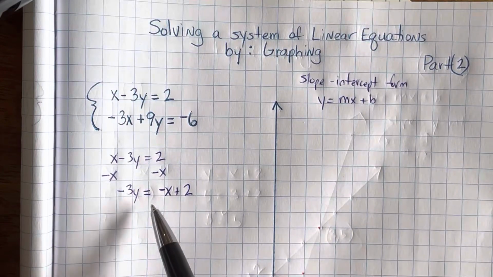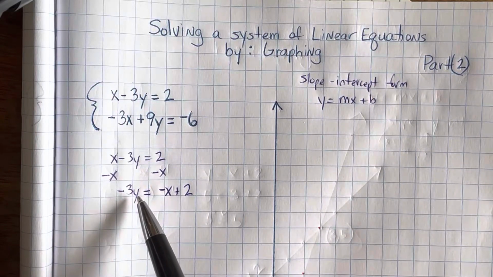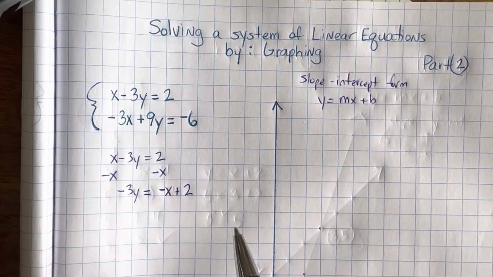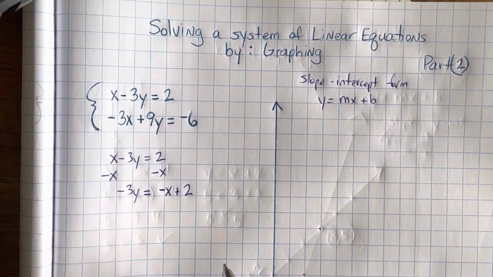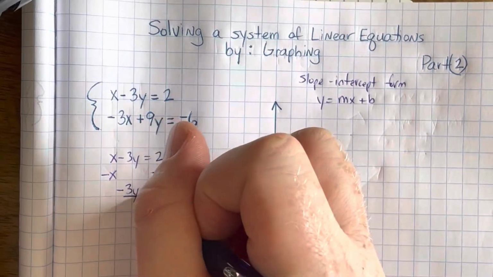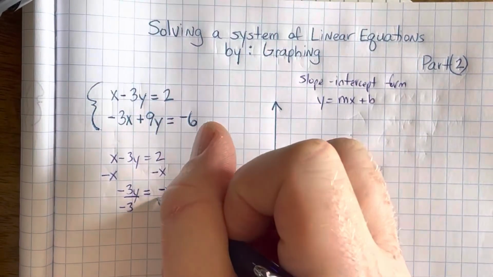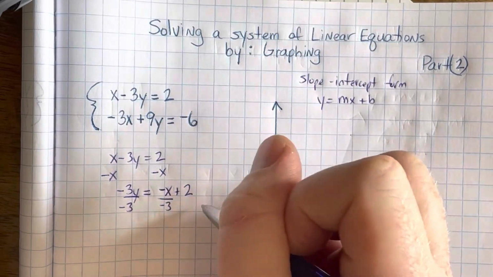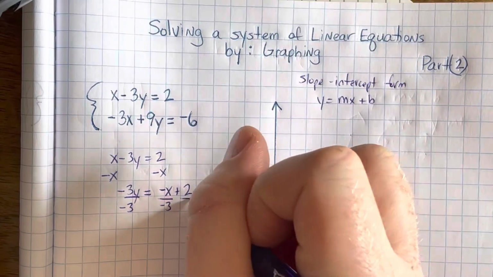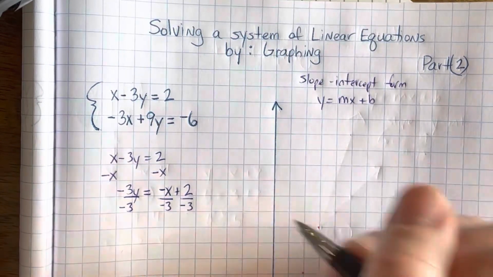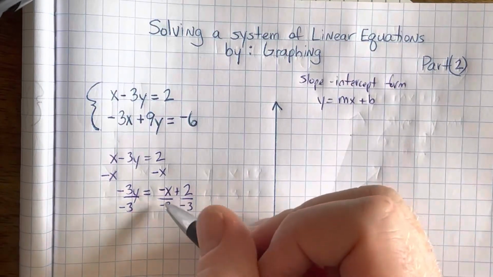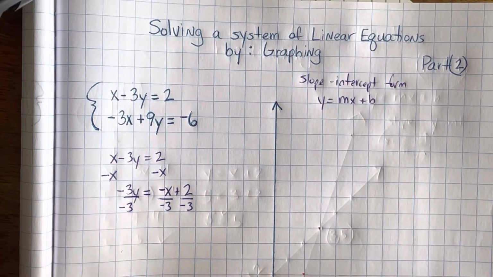Now, what we need to do is get rid of that 3. This is the coefficient. So the opposite of multiplying by negative 3 is dividing by negative 3. So we're going to divide both sides by negative 3. Now for this side, you have to divide everything on this side by negative 3 as well. You can't just leave it as it is. You can't just divide this by 3 and not divide this by 3.